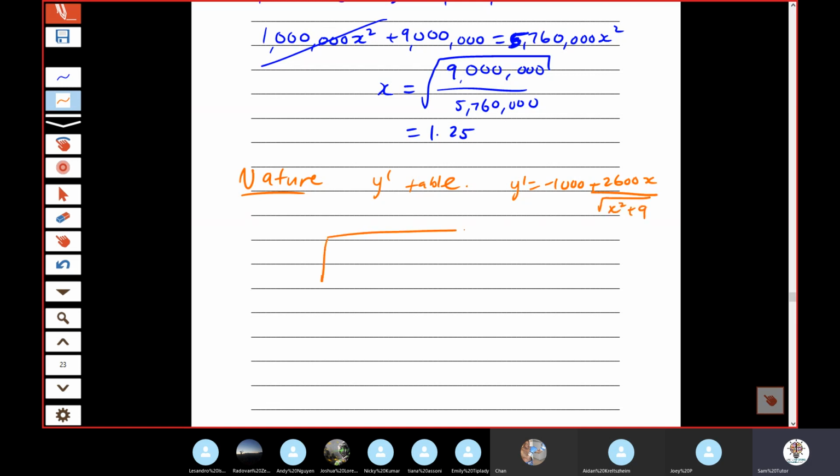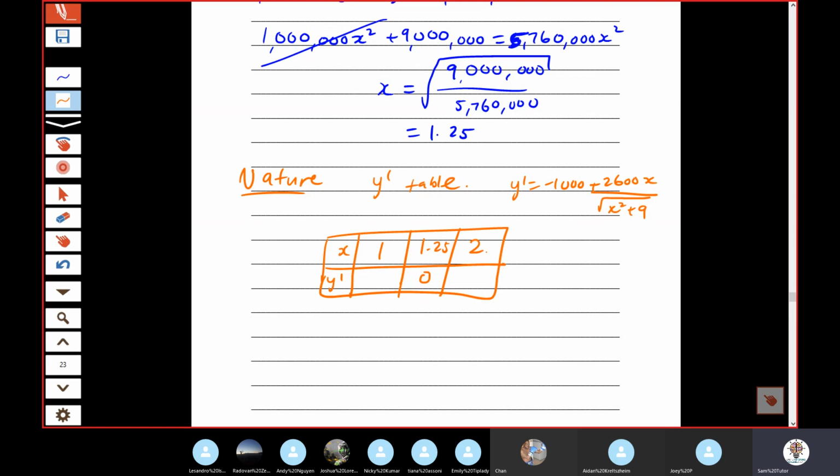All right. Then we've got our y dash table. X, y dash. 1.25 always goes in the middle. 0 goes at the bottom. Then we choose a number before 1.25. We're going to choose 1. We choose a number higher than 1.25. I'll just choose 2. Or you could have chosen 1.5. All good? Sub it in.